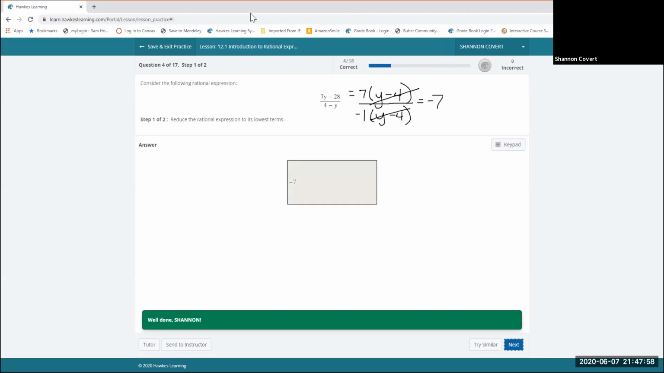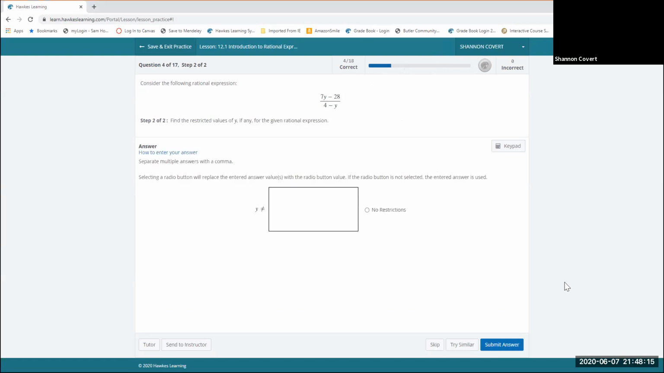That's the one really nice thing about HAWKS is the instant gratification, instant knowing exactly what you have or what you don't have right or wrong. So we're going to clear those drawings and go on to the next step. So step 2, it's the same problem. So I'm going to write down for you what we had when we factored, because this time it's asking to find the restricted values of y, which actually I probably don't even need to do the factors.